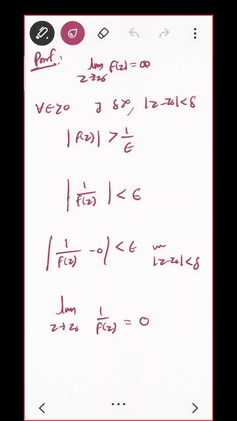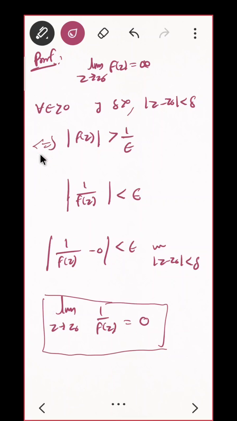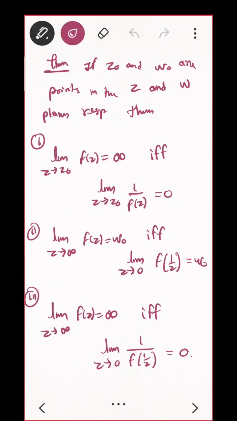Look at the first one. And since every step is reversible, check each step whether it is if and only if. Can I go back? Done. Okay, this was the first one. What about the second one? Same thing. You just need to replace z by 1 by z.